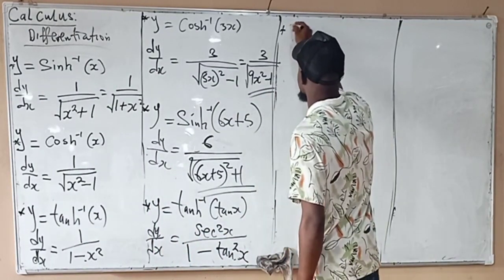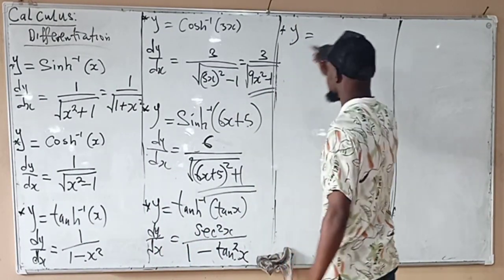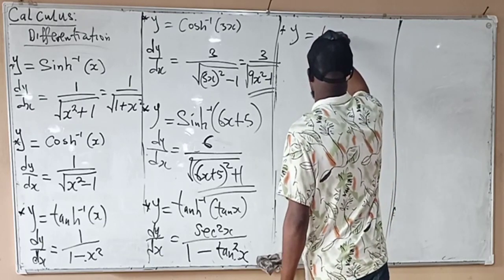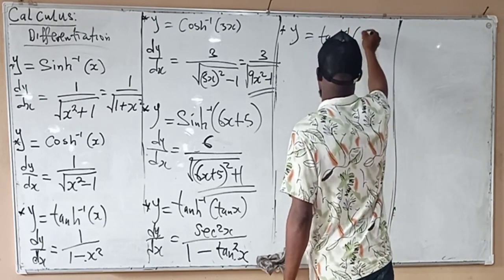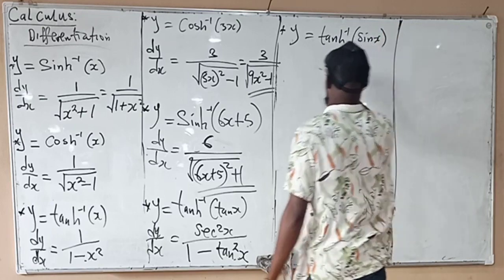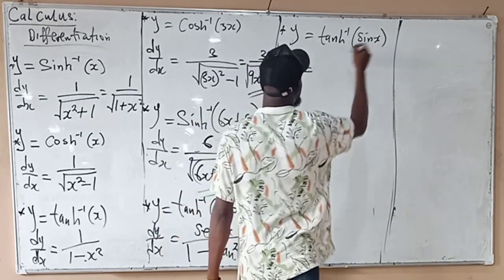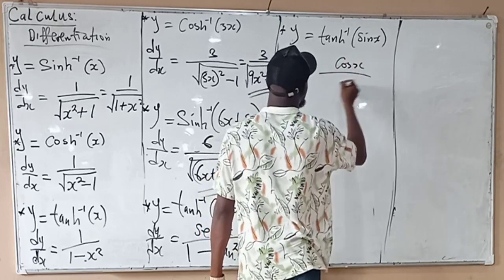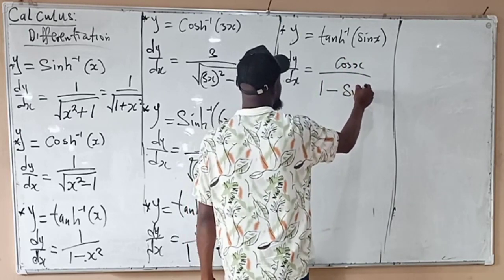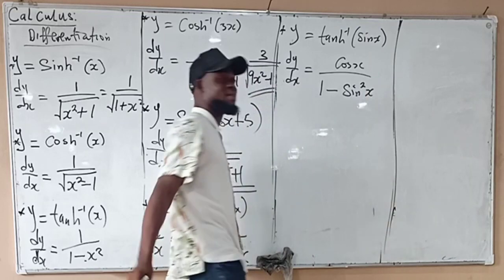So let's say we have y equal to tan inverse of sine x. What is dy over dx? Differentiating sine x will give cos x over 1 minus sine squared x. That's what we will have as the answer.